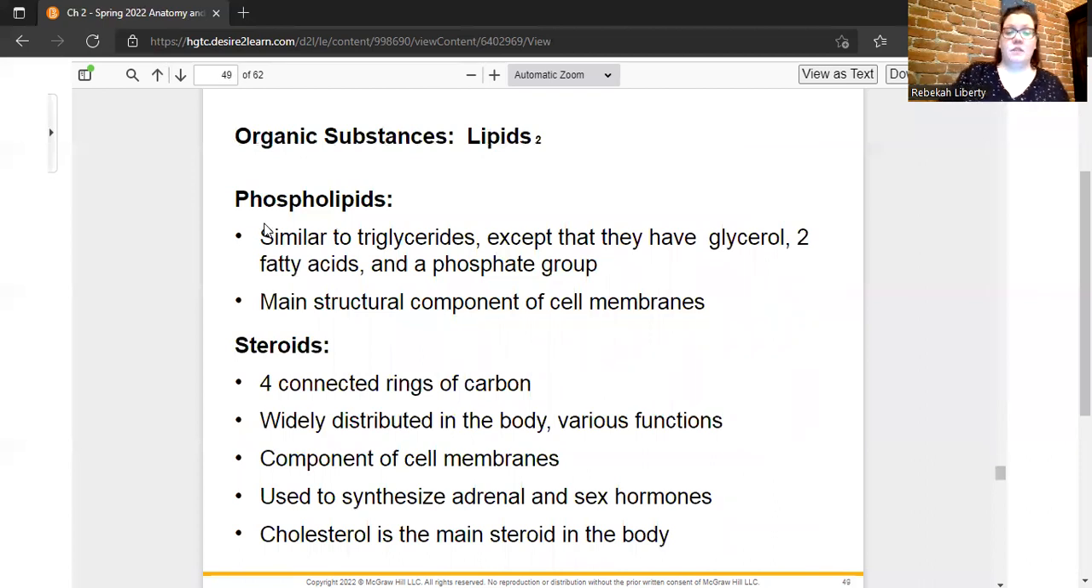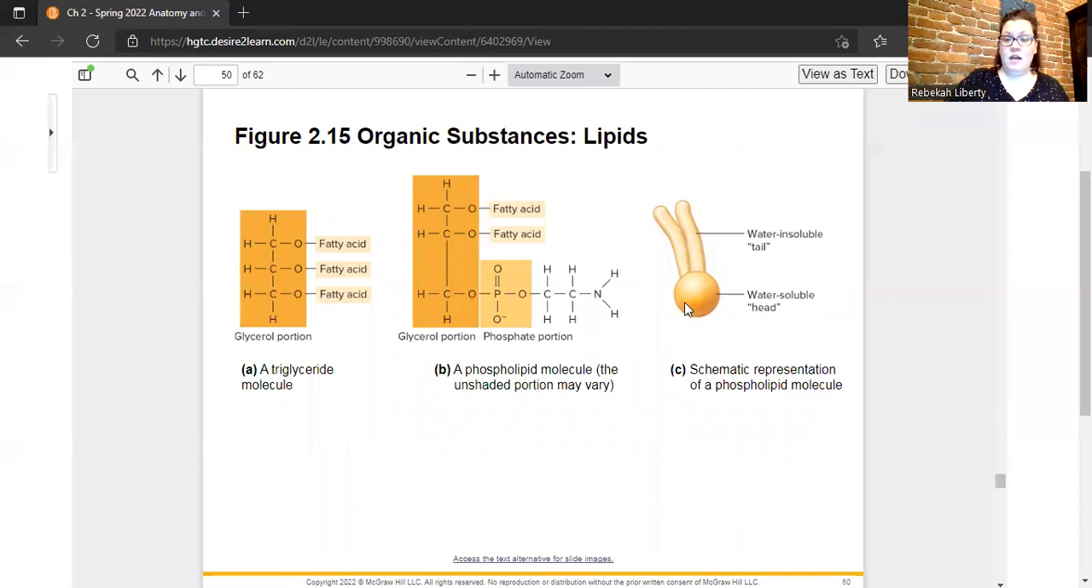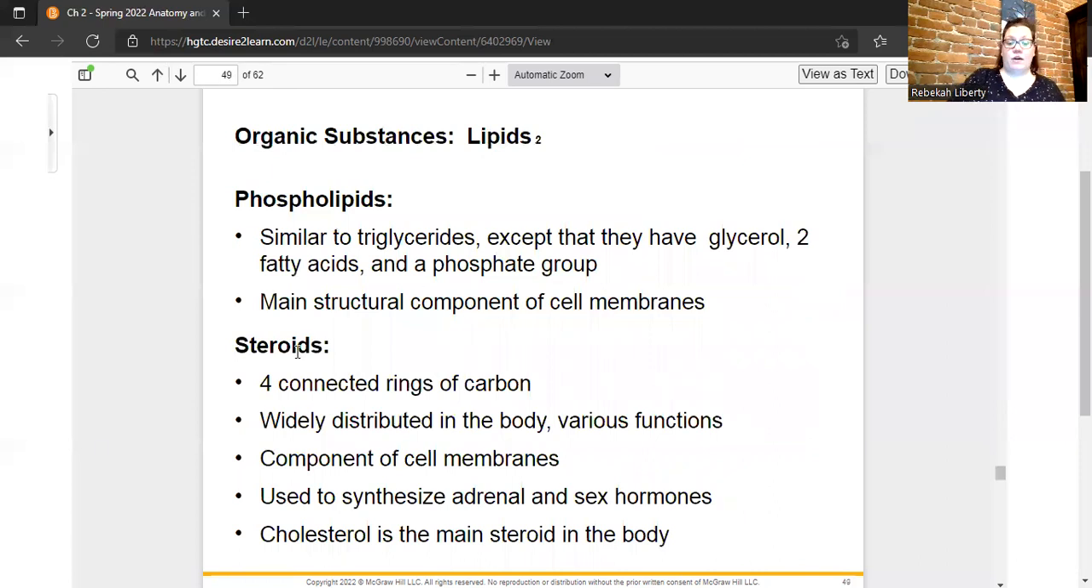So phospholipid, so triglyceride is the 3, right? Triglyceride. The phospholipid is more like a circle with 2 fatty acids hanging off of it. So here's the phosphate group area, and then here's those fatty acids that are hanging off. And then we also have steroids, and this is more of a ring as opposed to these long chains. And again, have really, really vital functions in the body, especially for hormones and messengers and cell membrane structure.